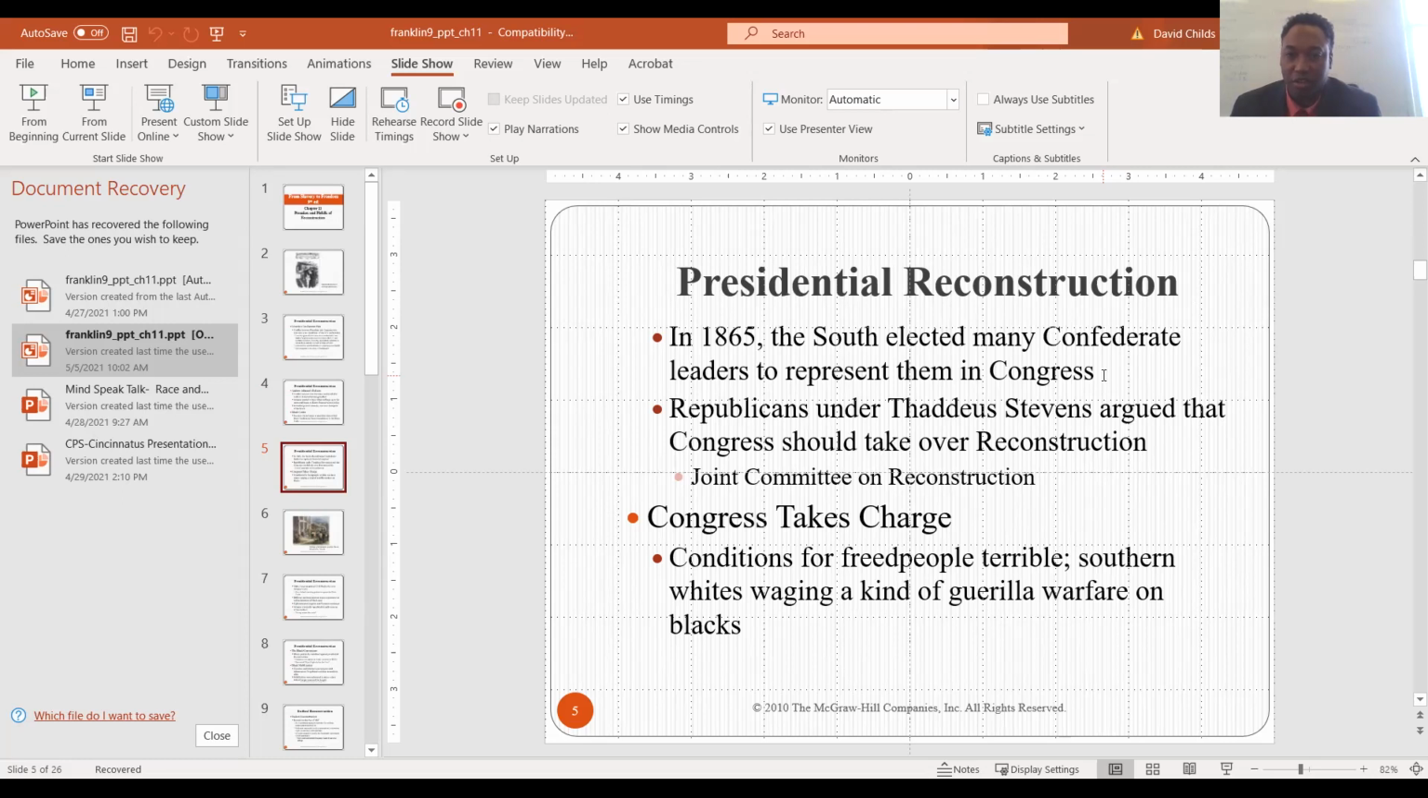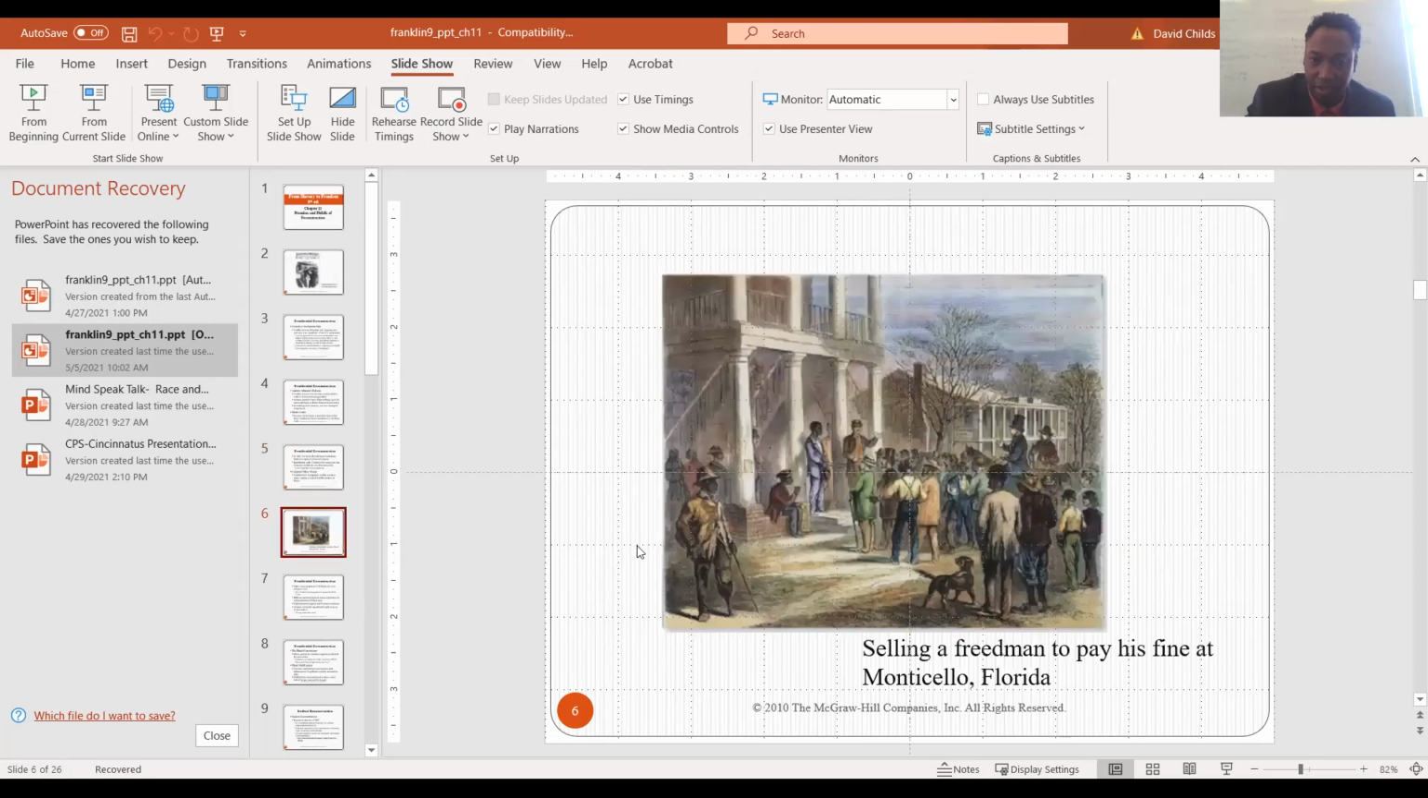Thaddeus Stevens argues that Congress should take over Reconstruction. So there's that debate there. Congress takes charge. Conditions for free people were terrible. One of the things we must understand is that even though slavery was illegal now, it still was not easy for African Americans. Southern whites were waging a kind of guerrilla warfare on blacks. So there was this domestic warfare. Guerrilla basically means unorganized warfare, like little skirmishes to try to intimidate blacks. That's how the Klan came about.